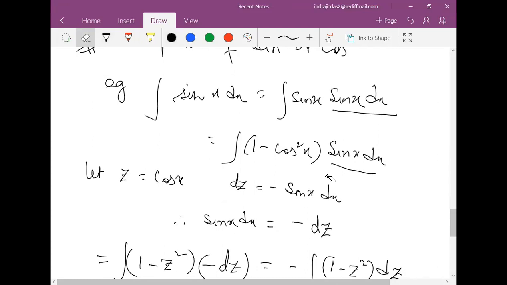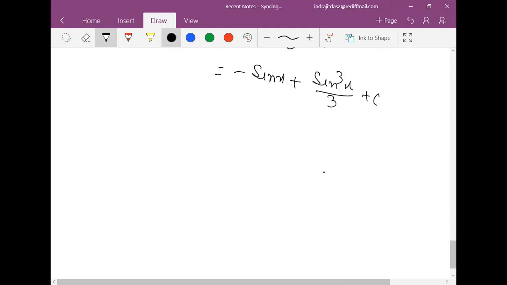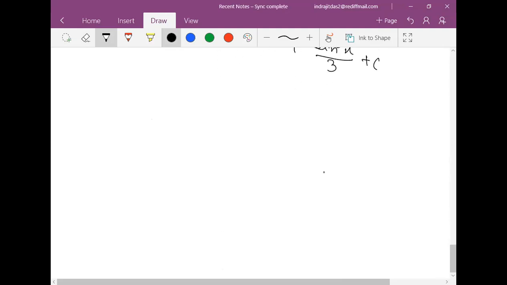If I get a situation like this, how to do it? If it is power 5, then we'll take sine 4 times sine x dx. So it will be cos square x whole square. So now it will be z square whole square. There is a square now, and we'll proceed accordingly. So we have this kind of problems: the odd power of sine x or cos x.